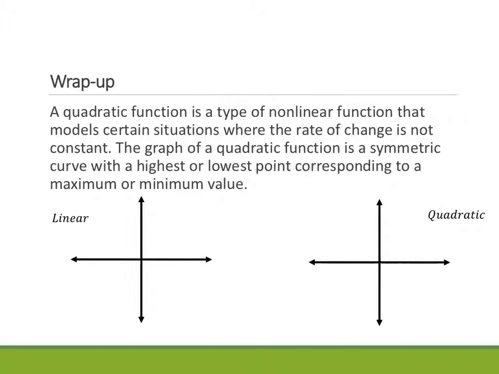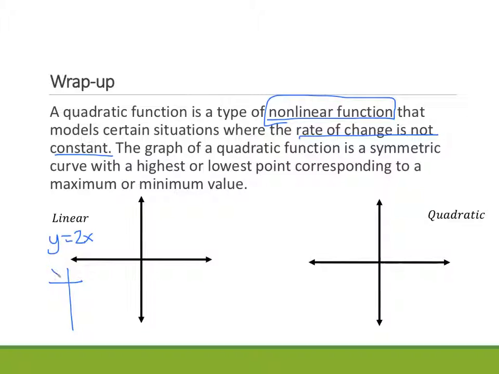Okay, so to wrap this up, we have been talking about a quadratic function. A quadratic function is a type of nonlinear function that models certain situations where the rate of change is not constant. Remember that if the rate of change were constant, our graph would be linear. To illustrate this, I will graph for you y equals 2x. Do you remember that one?